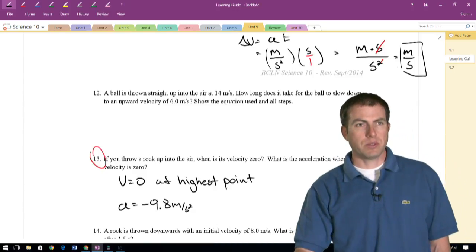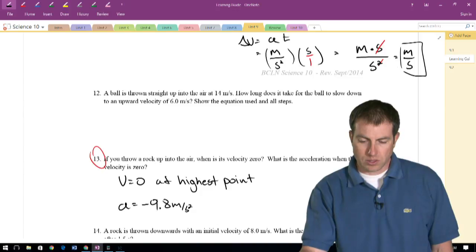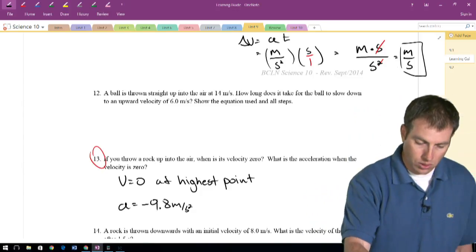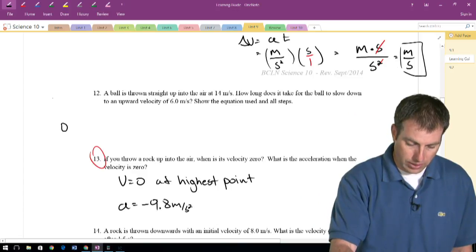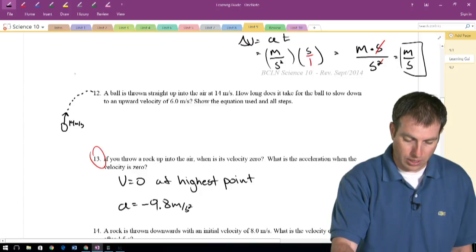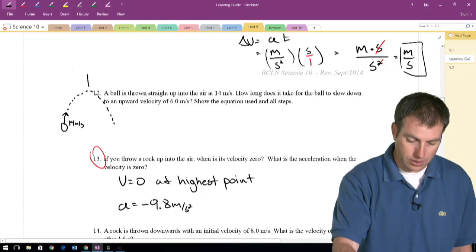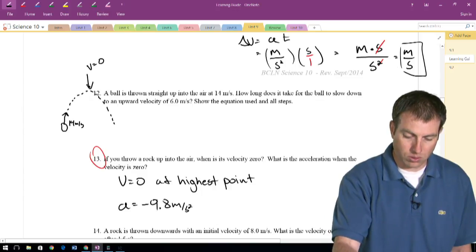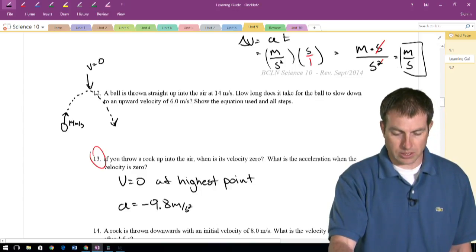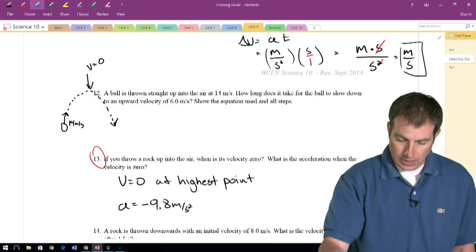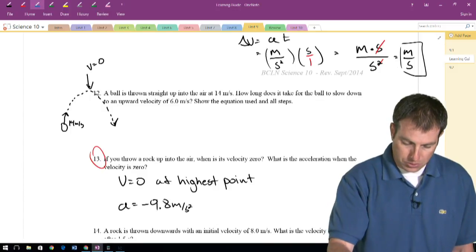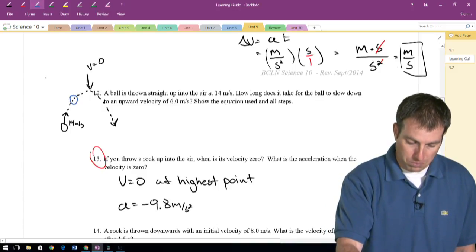A ball is thrown straight up into the air at 14 meters per second. How long does it take for the ball to slow down to an upward velocity of 6? I always like drawing pictures. We have an object, we throw it up. It's initially leaving our hands at 14, and then it's going to travel up in the air. When it gets to the top, the velocity is going to be 0, and then it's going to come back down. So we're trying to find the time for our ball to reach a velocity of 6 meters per second.